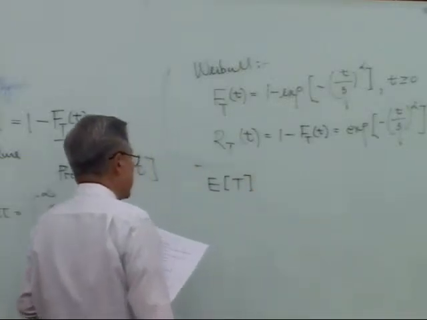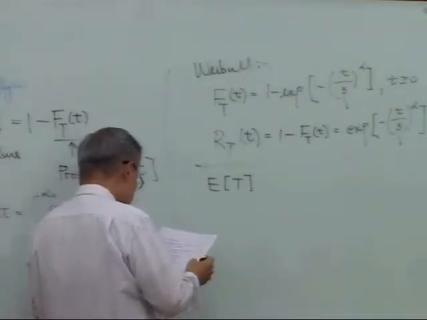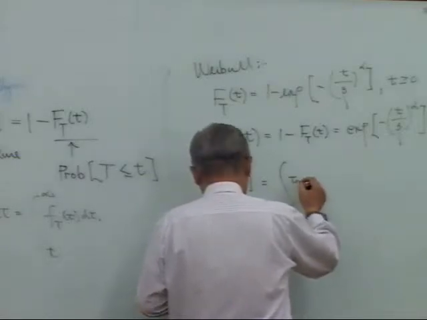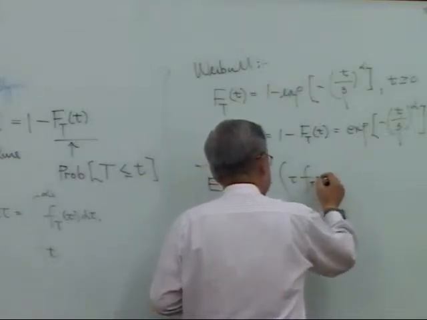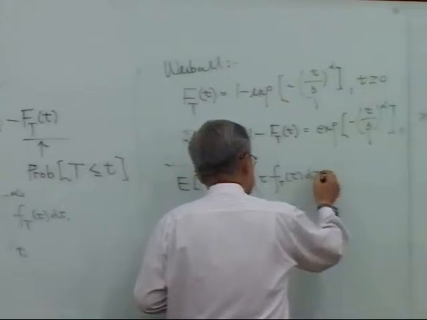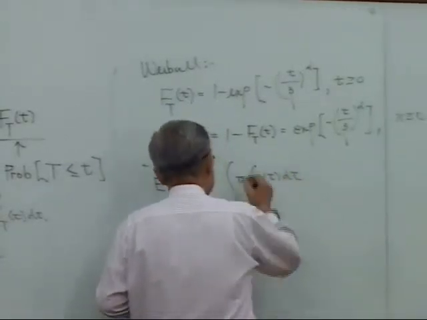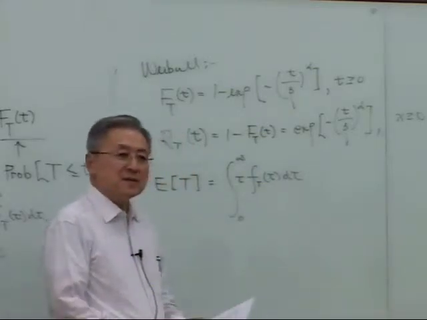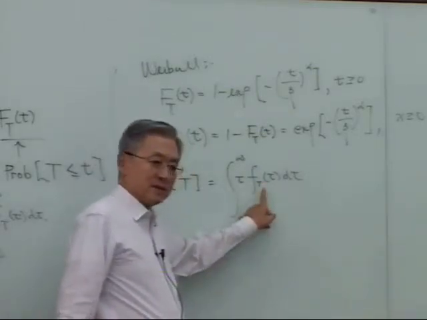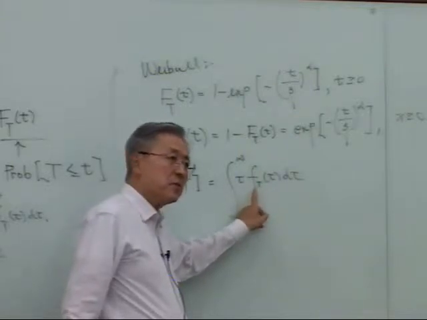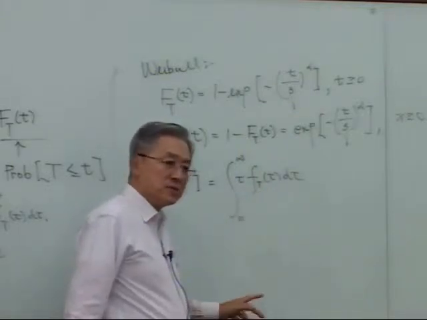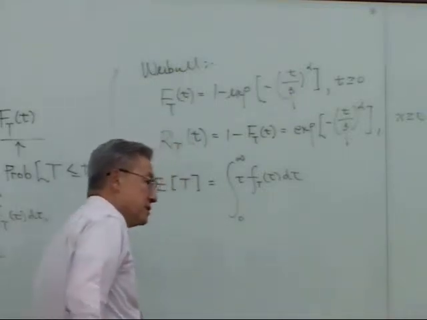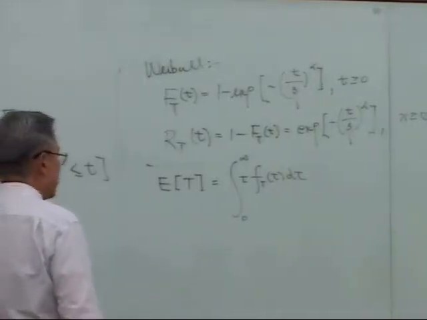The E of t, which is equal to the first moment, integral of tau f(tau) d tau, from 0 to infinity. Again, you have to get the model, then you can get the first moment. The first moment is a mean or expected value of time to failure.